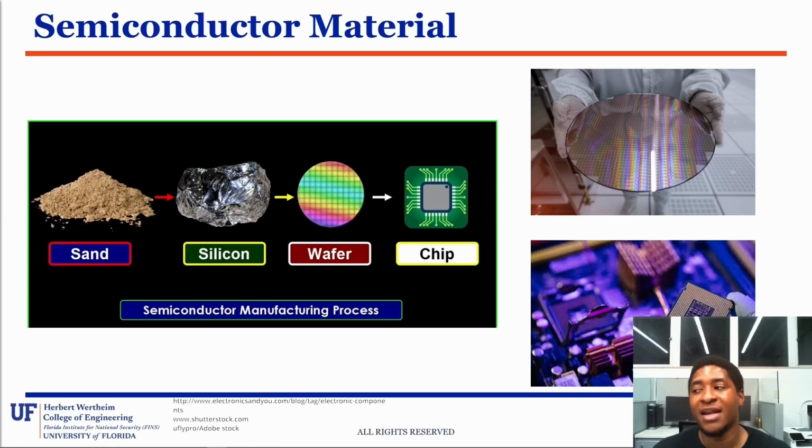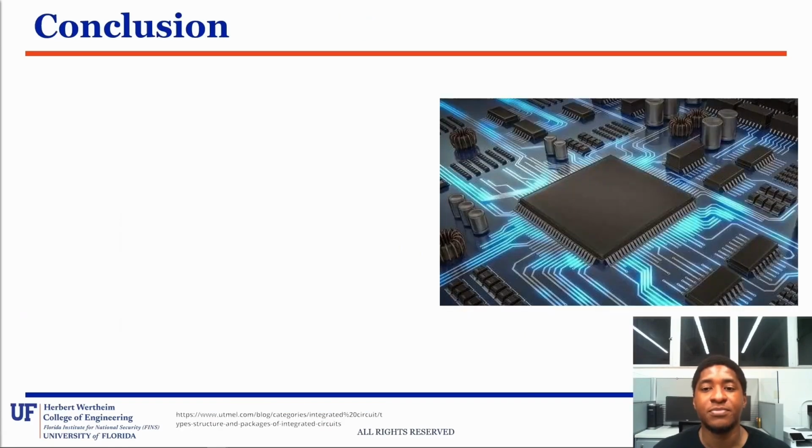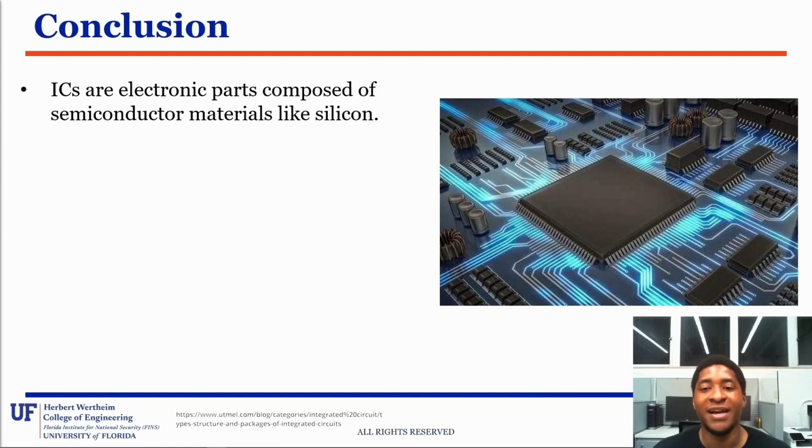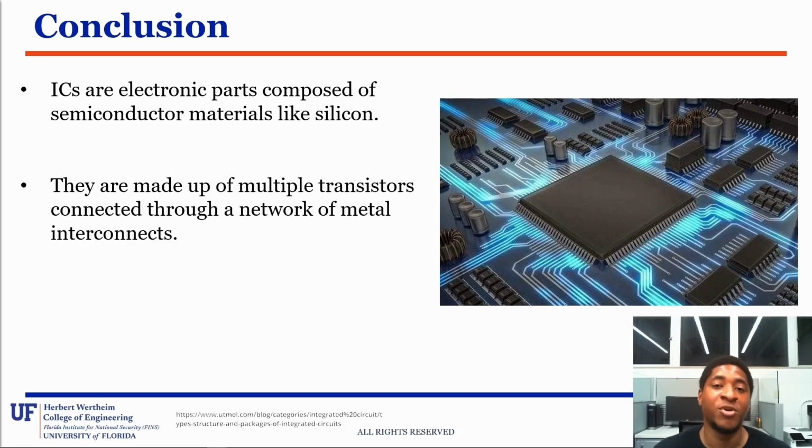And so now that we understand the place silicon occupies in the various processes that go into electronic devices, let's conclude our lesson for today. We understand that ICs are electronic parts composed of semiconductor materials like silicon. They are made up of multiple transistors connected through a network of metal interconnects made of copper.